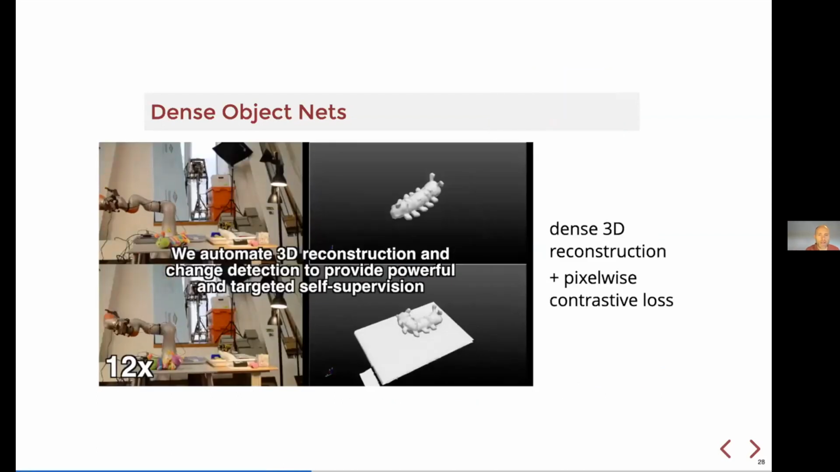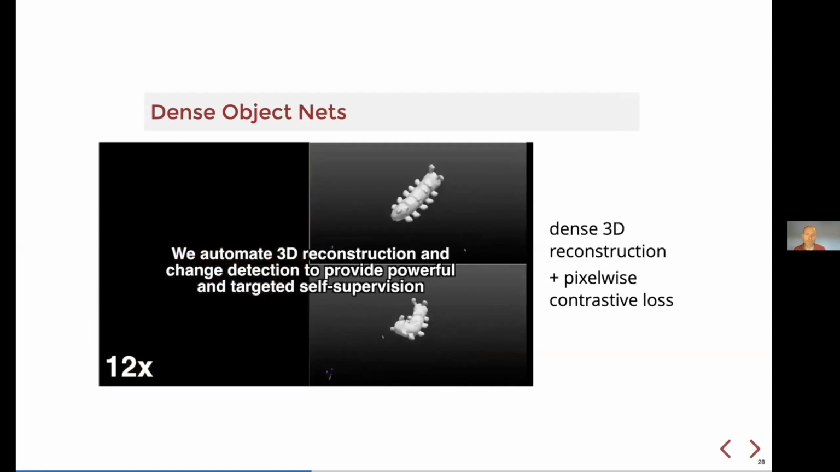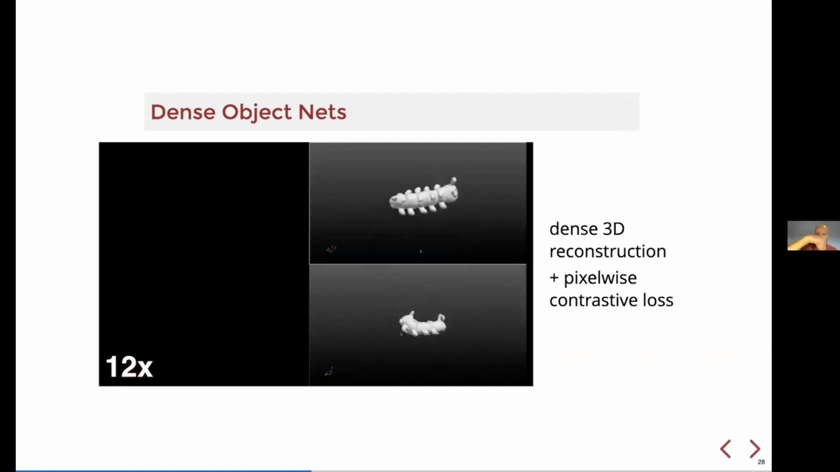The way we do that is it's a self-supervised pipeline. We basically scan whatever object, we throw an object on the table, we roughly scan it with the wrist-mounted RGBD and do a dense 3D reconstruction. And then we back label every one of those images.